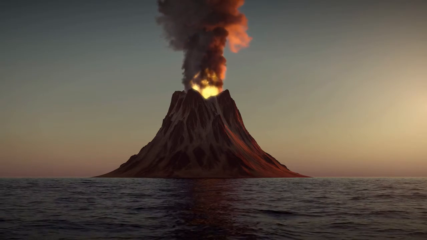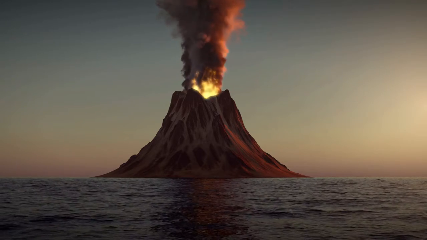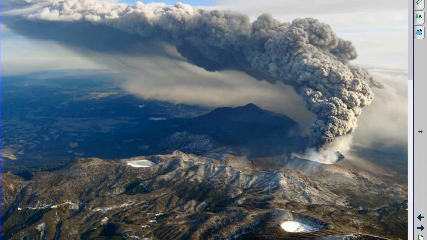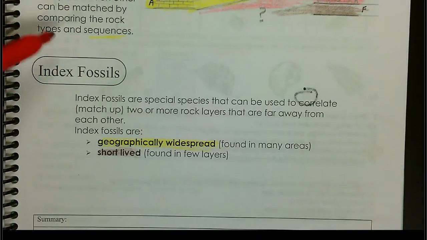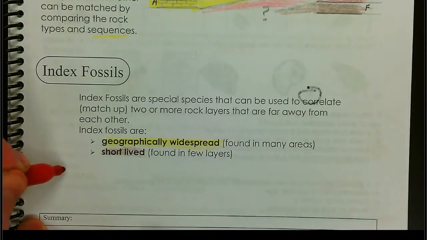This might seem like a strange time to talk about volcanoes, but when a volcano erupts and all that volcanic ash gets pushed up into the atmosphere, the prevailing winds will blow that ash all over the place. So this volcanic ash acts like a time marker. The same way index fossils are good time markers, volcanic ash is a good time marker as well. So if we take a look at our notes, we've got index fossils help us correlate. Let's also add volcanic ash.